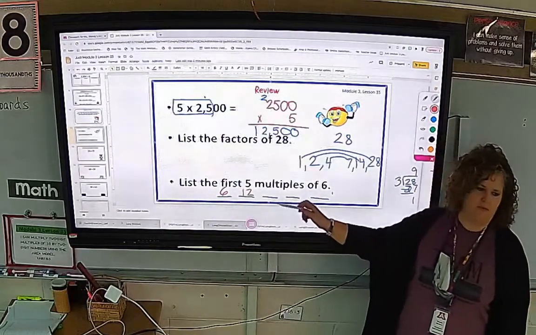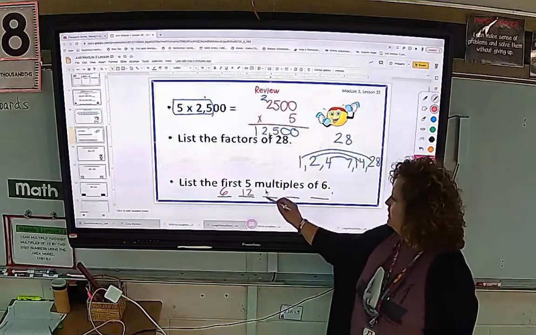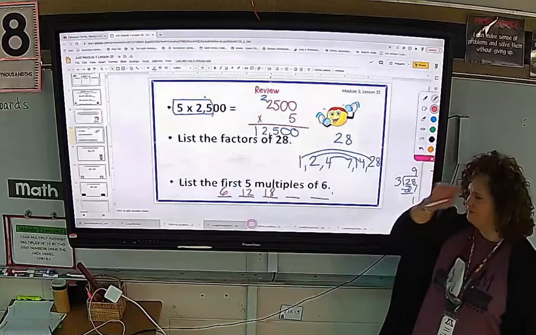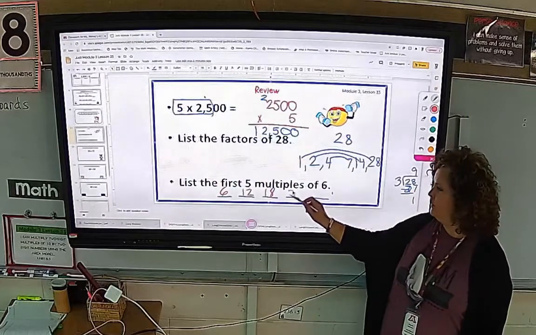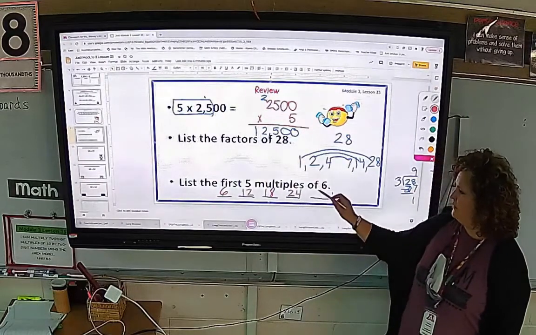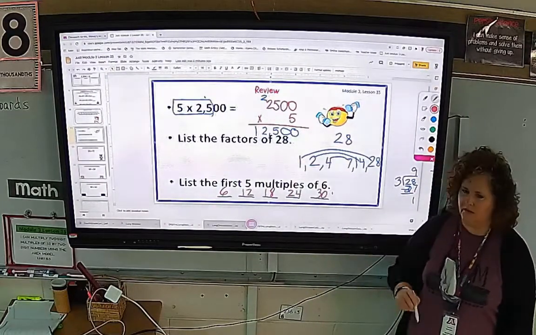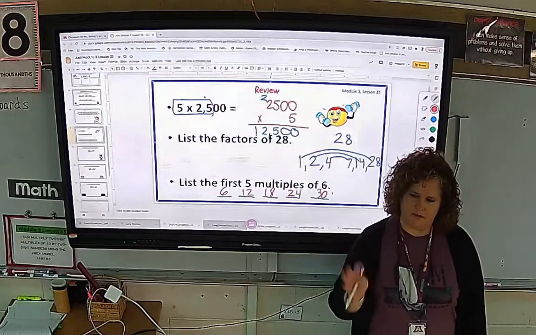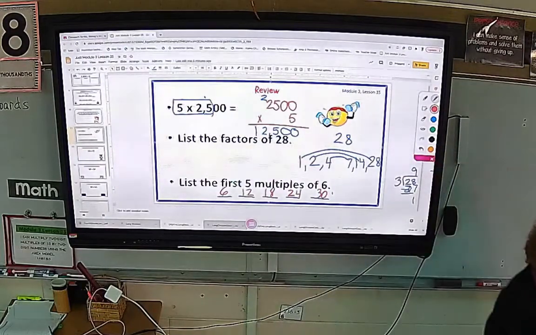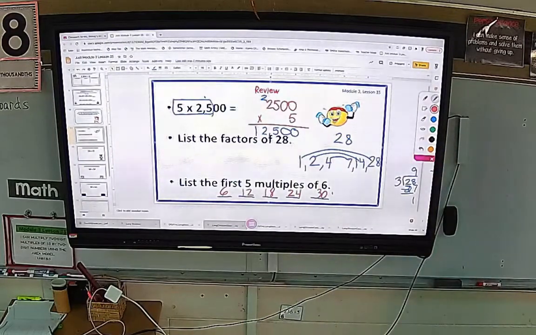What's 6 times 3, everybody? 18. What's 6 times 4? 24. What's 6 times 5? 30. So even though I'm doing my multiplication table, my multiplication facts, I'm actually just skip counting. They're the same thing.